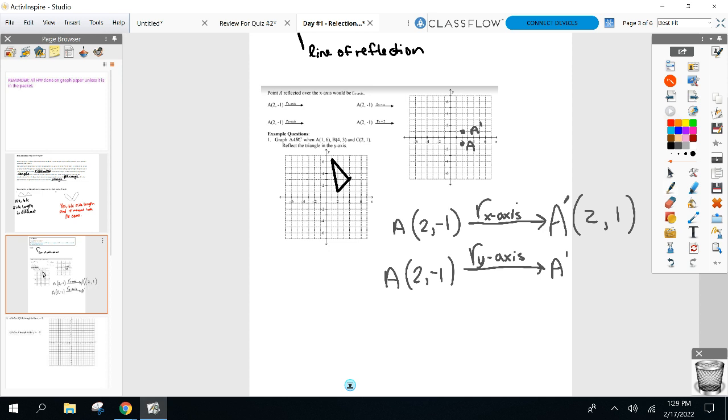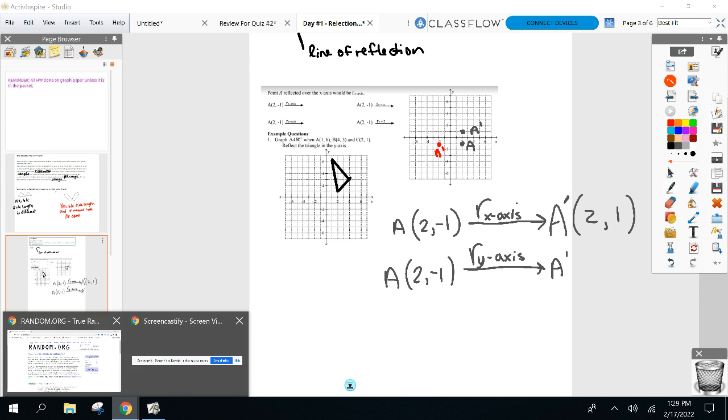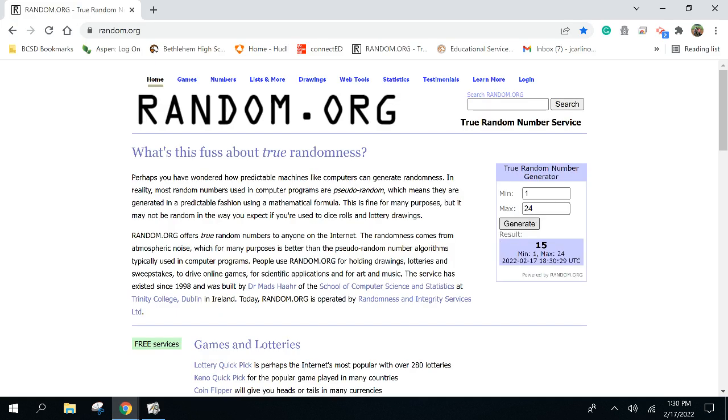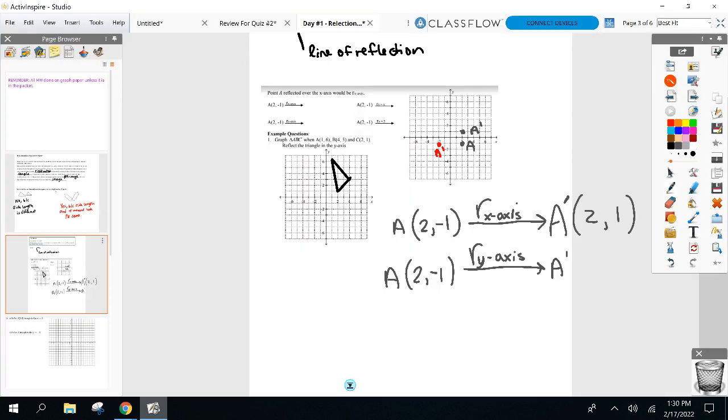1, 2, 1, 2. And you could still refer to this as A prime because I'm going back to the original. So what are the coordinates of my new point now? -2, -1.